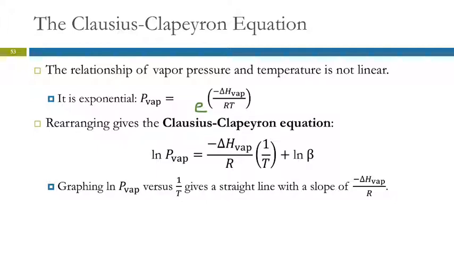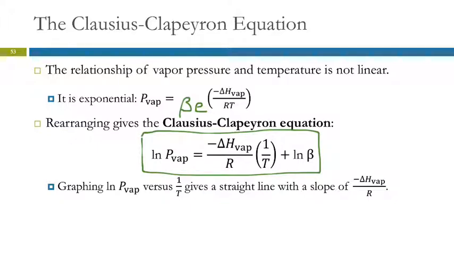This is an E. So it's a constant times E raised to the power negative delta H over RT. If you take the natural log of both sides of that equation and rearrange it, you get what's known as the Clausius-Clapeyron equation. And that's this one right here.